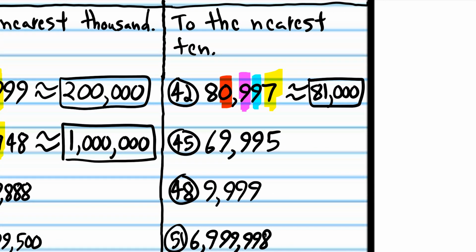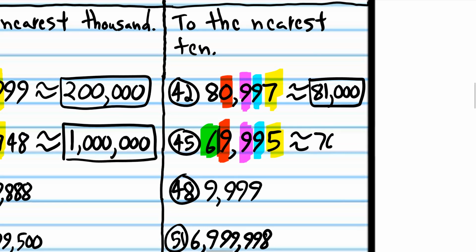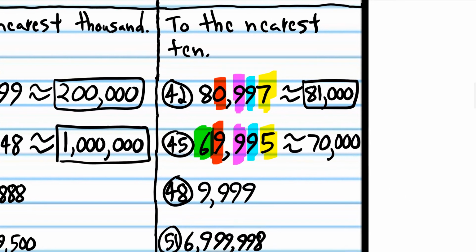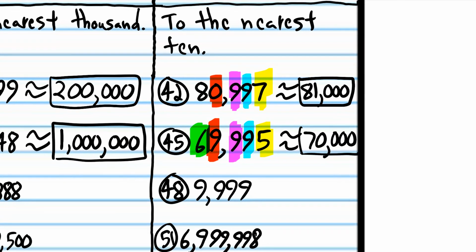All right, we're back. The tens place is here. 5 tells us to round up. There's another 9 though, so we have to go over to the next number, and there's another 9, so we have to go over to the next number, and finally the green number rounds up to 7, so it becomes 70,000. So if you got 70,000, good job.